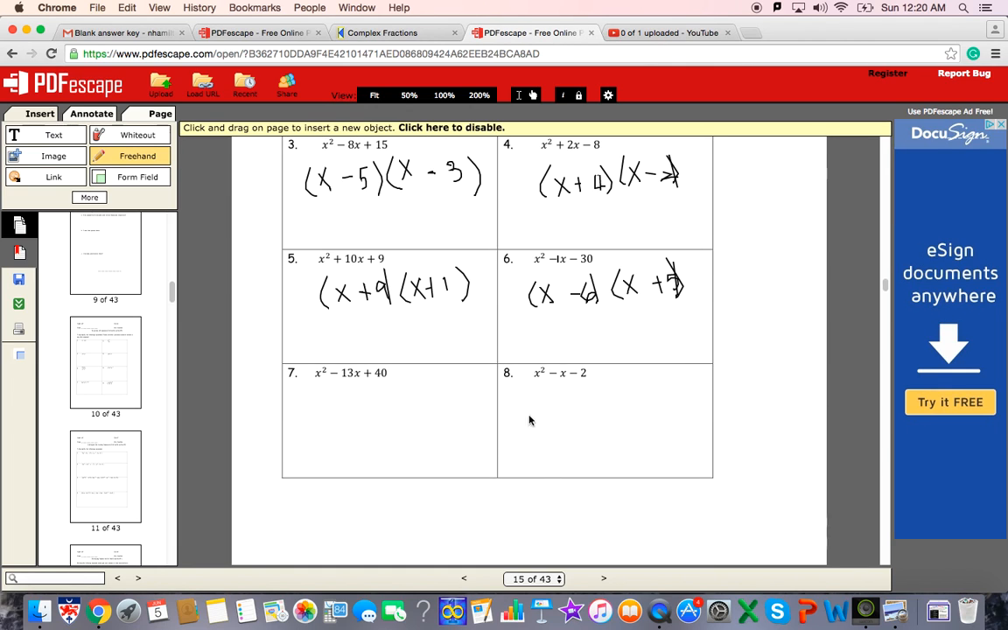All right, and just a couple more. 2 numbers that multiply to get 40 and add to get negative 13. Those 2 numbers are negative 8 and negative 5. So (x minus 8)(x minus 5). And 2 numbers that multiply to get negative 2 and add to get negative 1, that invisible 1 right there. So our 2 numbers are negative 2 and positive 1. So it factors to (x minus 2)(x plus 1). All right, and that's that quiz.